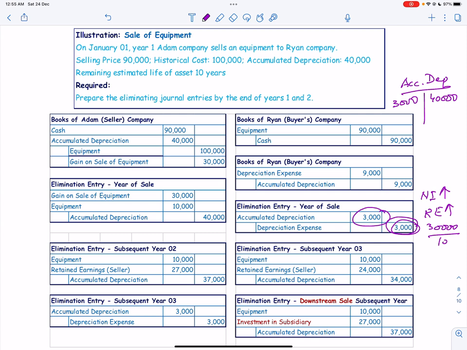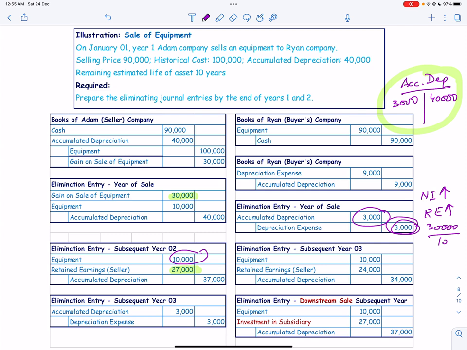Let's take a look at year 2 and the same steps will be repeated and the asset is to be re-established for 100,000 by debiting equipment for 10,000 but debiting retained earning for the seller for 27,000 and not 30,000. So equipment is debit by 10, retained earning is debit by 27 and accumulated depreciation is credit by 37. I can see that here the accumulated depreciation balance is 37.